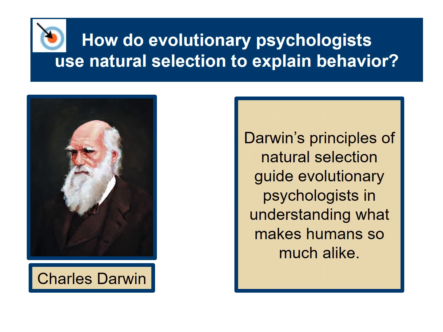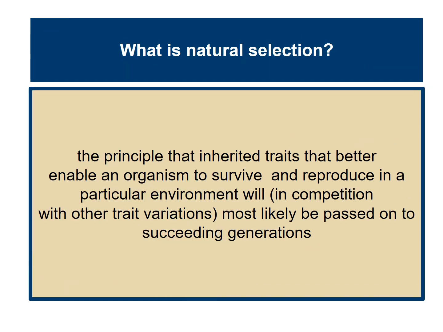So that all brings us to evolutionary psychology and how they use natural selection to explain behavior. We did talk a little bit about this in the first lesson in Unit 1, so it's a little bit of review. So we got Darwin, good old Darwin. Darwin's principles of natural selection guide evolutionary psychologists in understanding what makes humans so much alike.